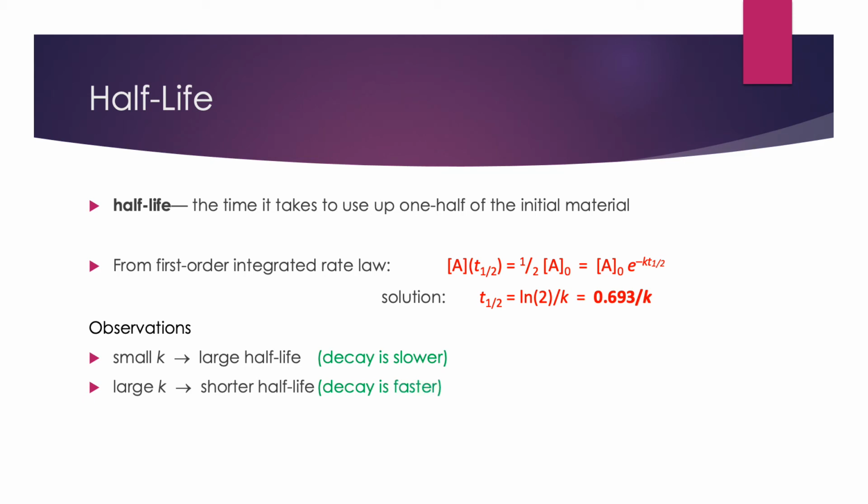If k was large, then we're dividing 0.693 by a larger number. And so t sub 1/2 is going to be much smaller. That indicates that the decay is faster, as we mentioned before. So we're going to see a very rapid decay in that instance. And I've already made this point, but the half-life depends only on k, not on the initial concentration of A. And this is a characteristic only of first-order processes. We're going to see that the other processes behave a little bit differently when it comes to their half-lives.